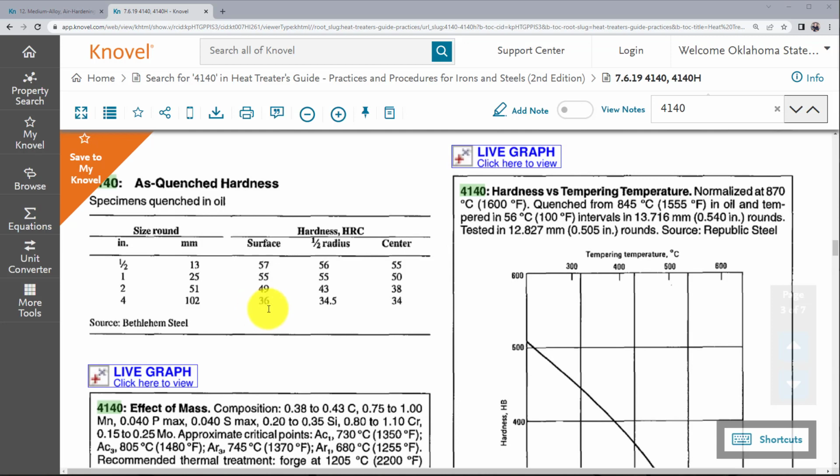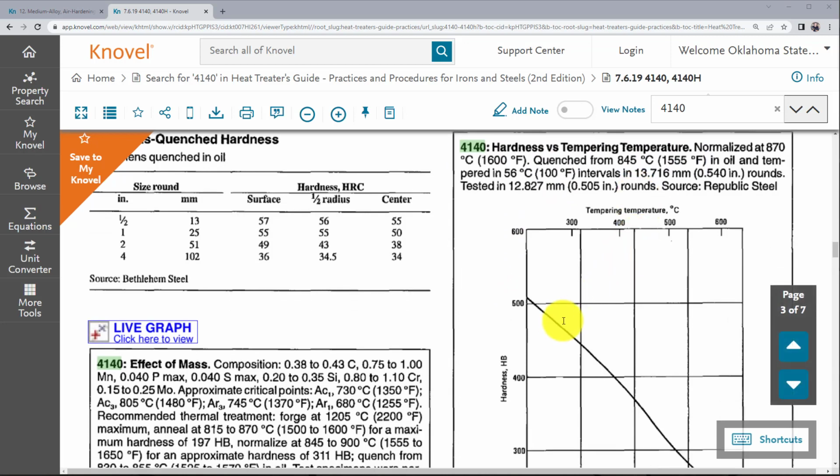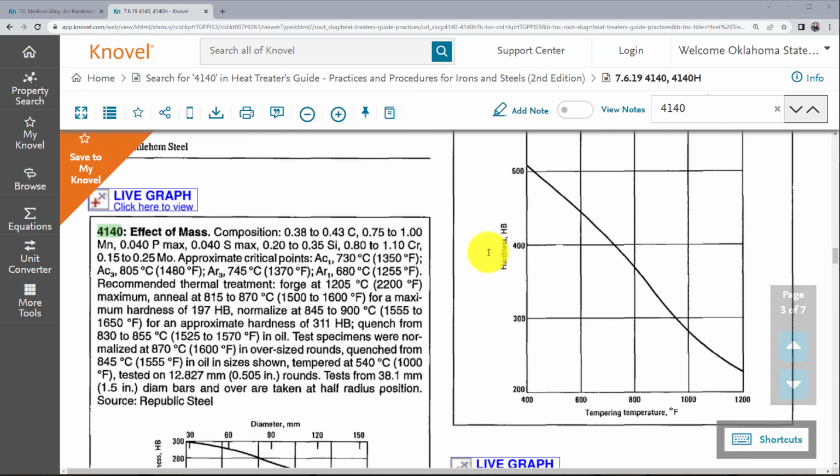So if we were still wanting that hardness and the properties associated with that, we're probably going to have to look for a different steel. So this is a nice deal that kind of gives us a little aspect of hardness versus size of the part. Now, one thing I like over here is this hardness versus tempering temperature. We have our values in degrees Celsius and Fahrenheit, but we also have the hardness in terms of HB.